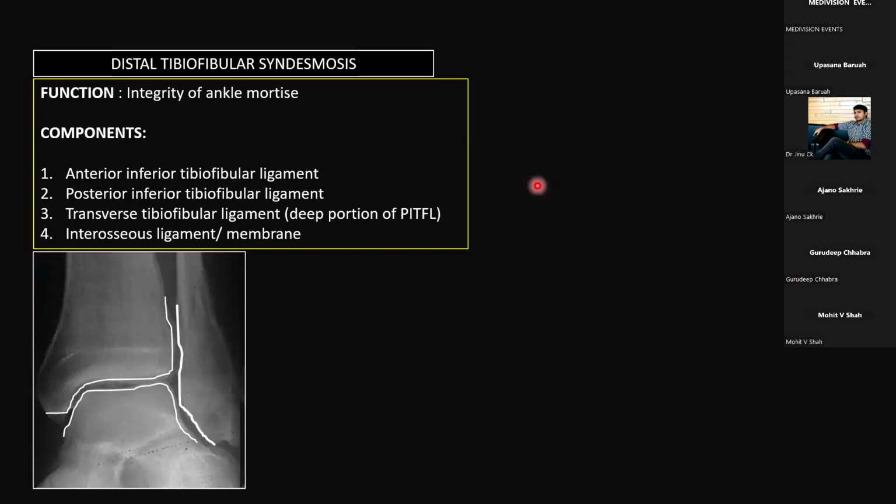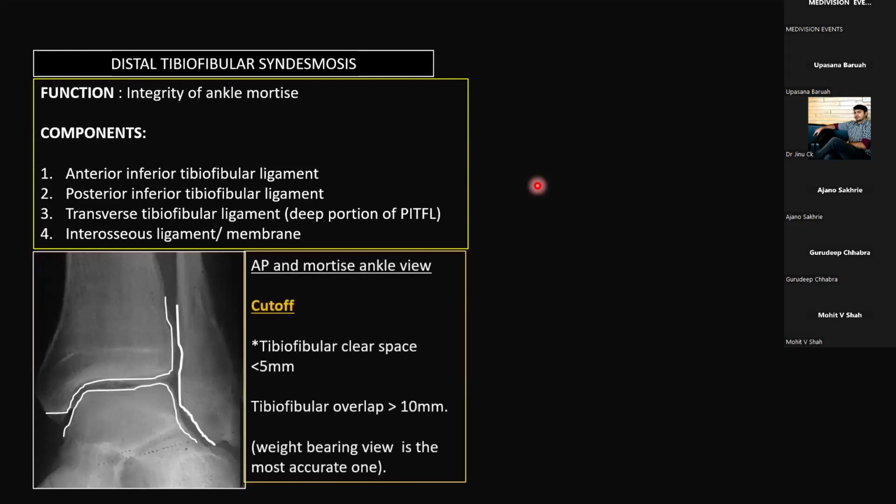Next, once we do it, then we go up to see the tibiofibular syndesmosis. Better we should have an X-ray. There we can see the talofibular clear space. This is the space between these 2 bones, should not be less than 5, or there may be overlapping of the bones that should not be more than 10 millimeter.